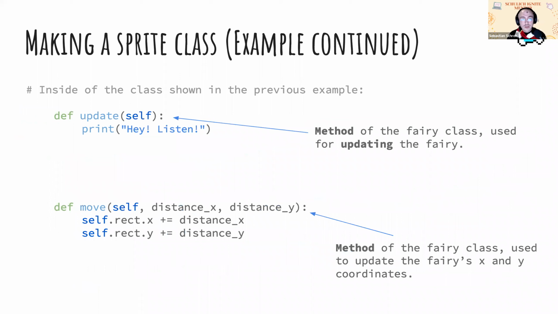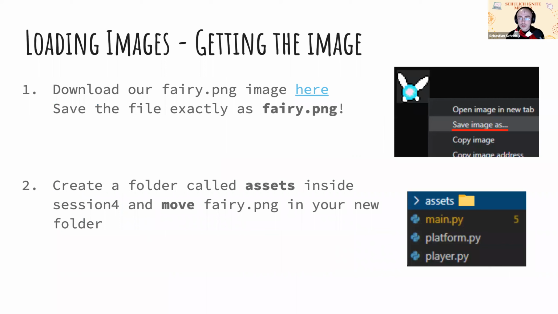So here's the example continued. Here's a method for updating. From here, we can call anything we want in the update method, but it's for updating the fairy class that we've been creating back here. And then we also have this move method, which we kind of did before, right? When we were moving the players and the platforms. So this is a method of the fairy class, and it would be used just like we'd done in the past lectures to update the fairy's X and Y coordinates.